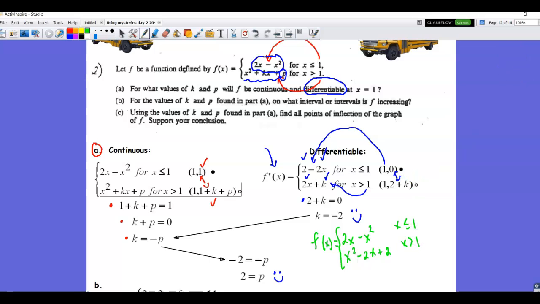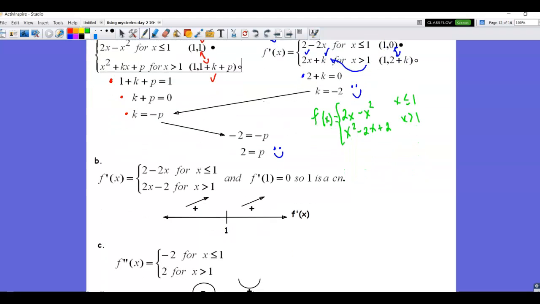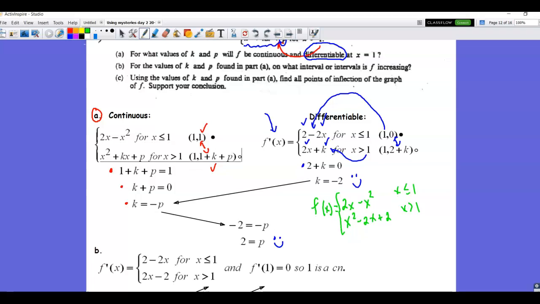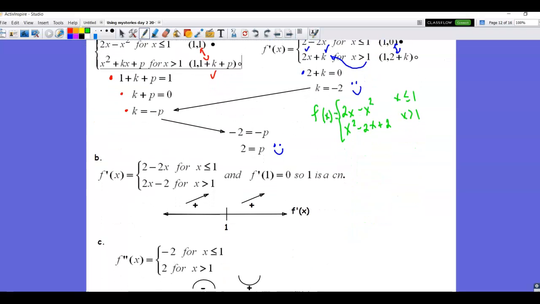Now, the reason I wrote that down so I could see the original function is that for part B I am looking for increasing intervals. So I'm going to need the first derivative. So the first derivative of the first piece is 2 minus 2x that we already know about. For the original function, I'm taking the derivative now that I've substituted k and p, and I get 2x minus 2 for the derivative of the second piece.